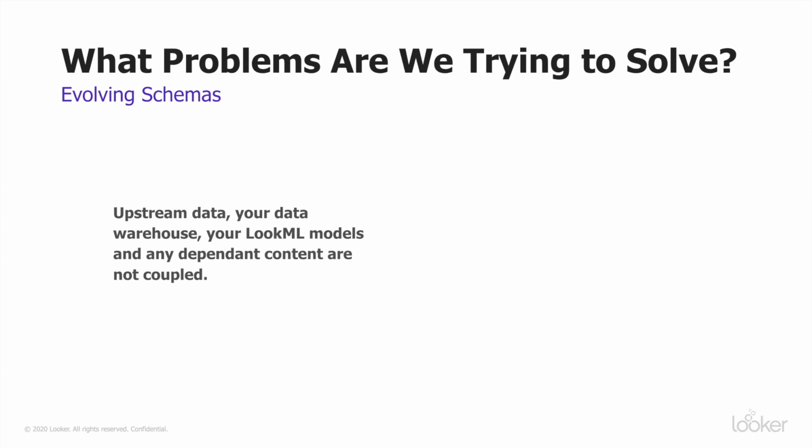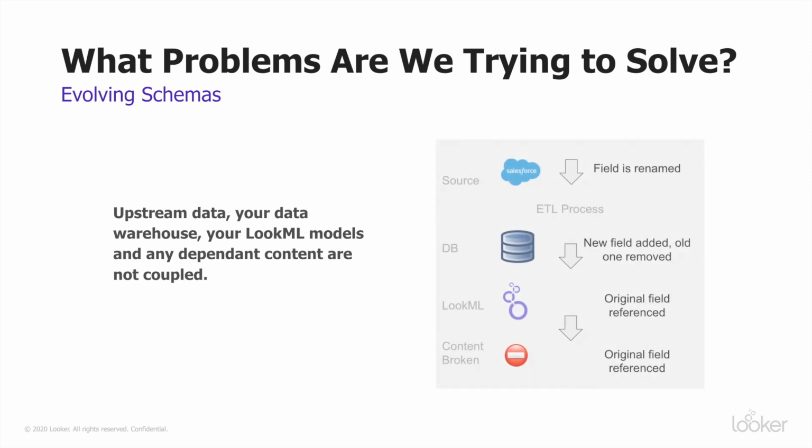One of the problems is evolving schemas. So if you think about your upstream data, your data warehouse, your LookML models, and any dependent content, they're not coupled. Let's take this scenario. A field is renamed in Salesforce, your ETL process picks it up, a new field is added, the old one is removed. In LookML, the original field will be referenced, and any content that references that will essentially be broken.